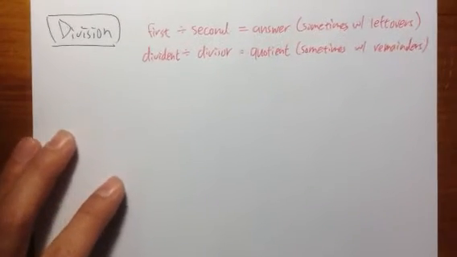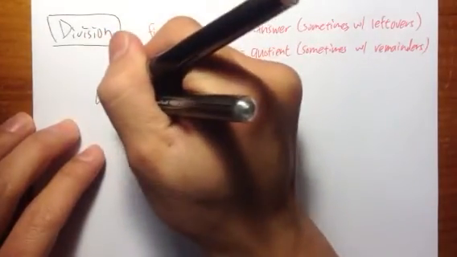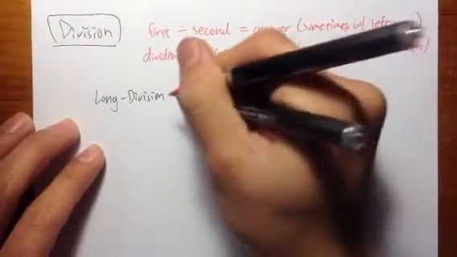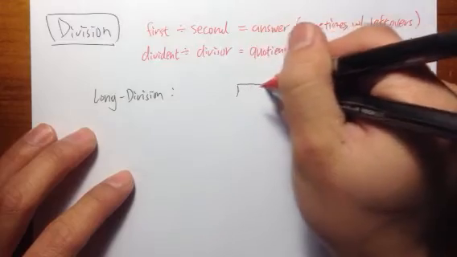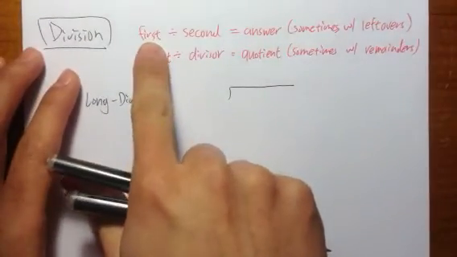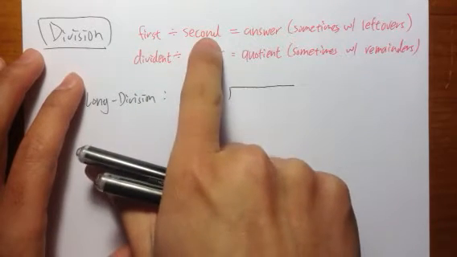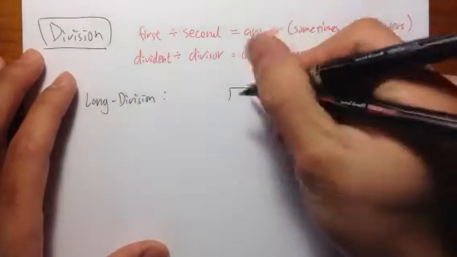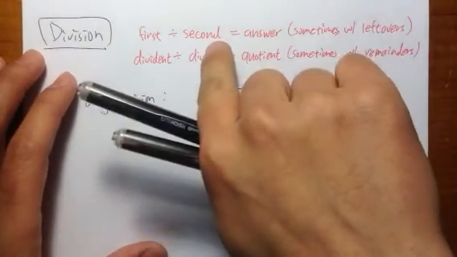And then the usual algorithm that we will use for division is called long division. So let's see what that looks like. First of all, you draw the long division symbol like this. You always put the first number inside, regardless of whether it's a big number or a smaller number compared to the second one. And you put the second number outside.